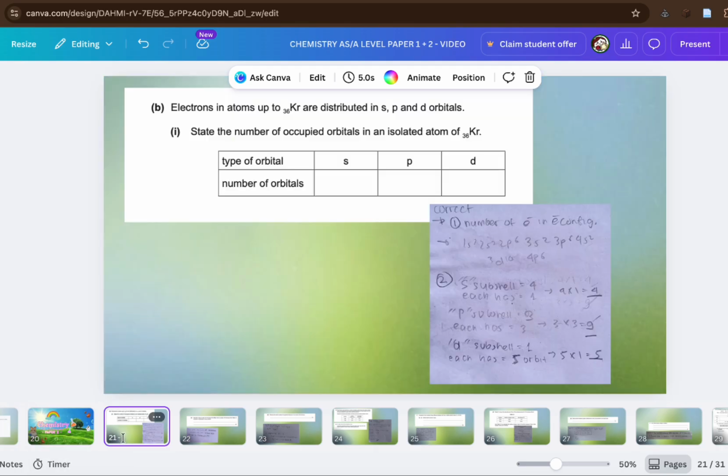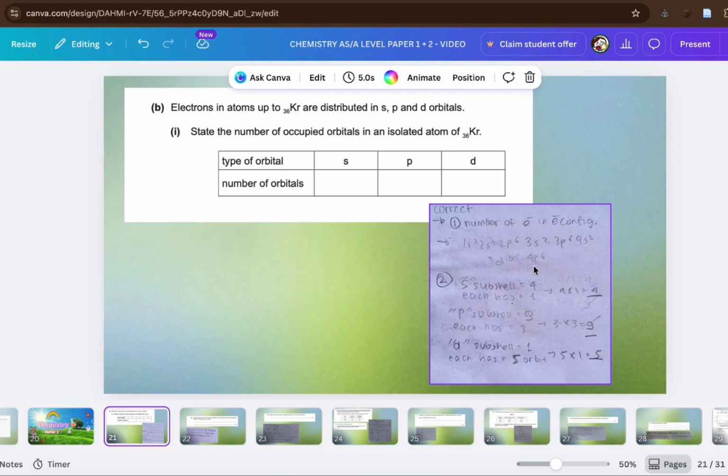Okay. First question. Electrons in atoms up to krypton 36 are distributed in s, p, and d orbitals. State the number of occupied orbitals in an isolated atom of krypton. Krypton has 36 electrons. First step, we have to find the electronic configuration: 1s2, 2s2, 2p6, 3s2, 3p6, 4s2, 3d10, and 4p6.